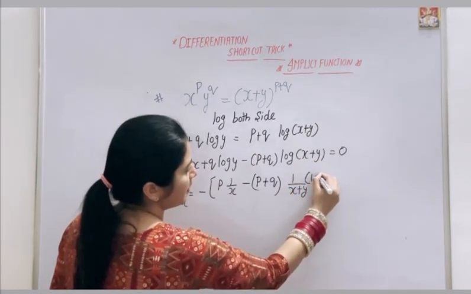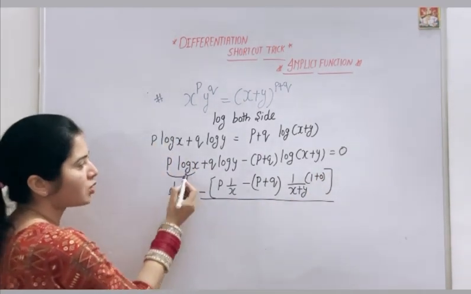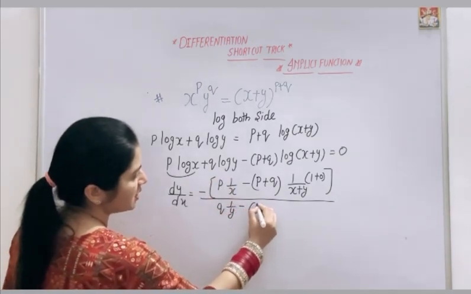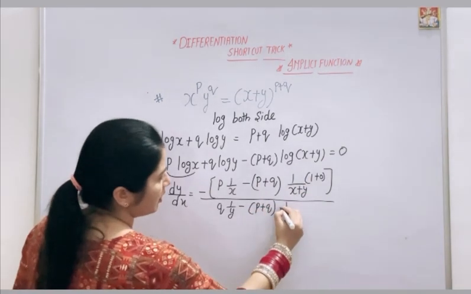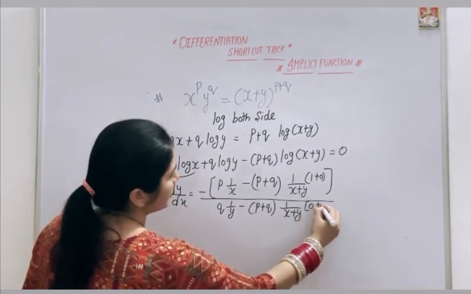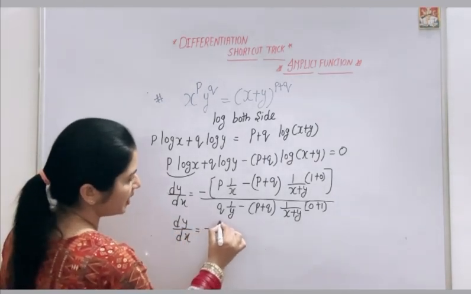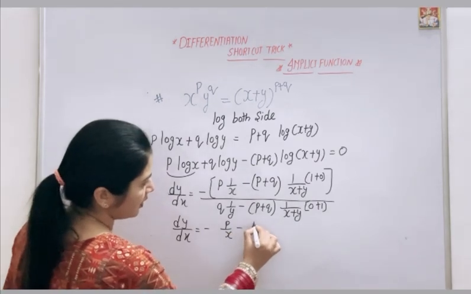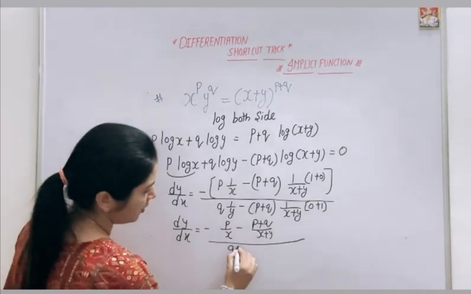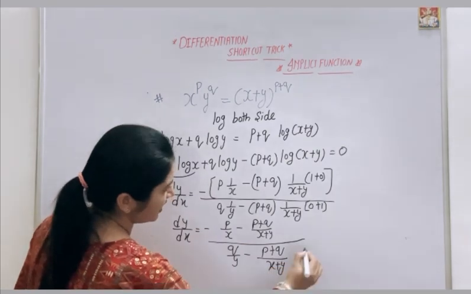The derivative of x will be 1 plus 0, upon, now x as constant, it will become 0. Q, 1 upon y, minus P plus Q, 1 upon x plus y, because x is constant, 0 plus 1. And the derivative of this function finally will be this: P upon x, minus P plus Q upon x plus y, over Q upon y, minus P plus Q upon x plus y. That's it.